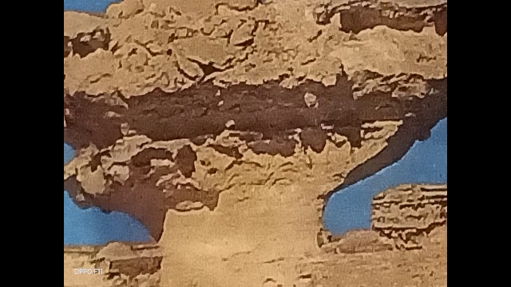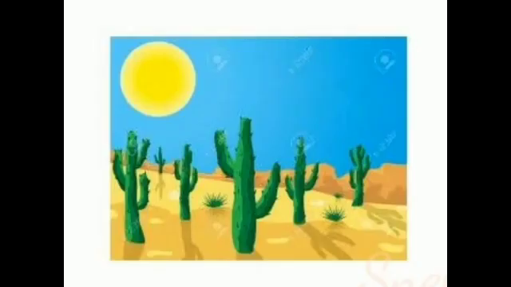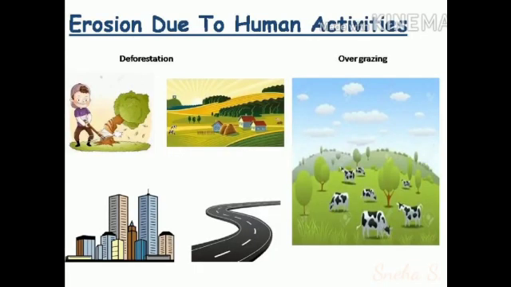Next one is the topic of human beings also causing soil erosion. Erosion due to human activities. What are they? Roots of trees and plants hold the soil together. Felling of trees or deforestation is a major cause of soil erosion. When trees are cut down, the soil becomes loose and is easily carried away.